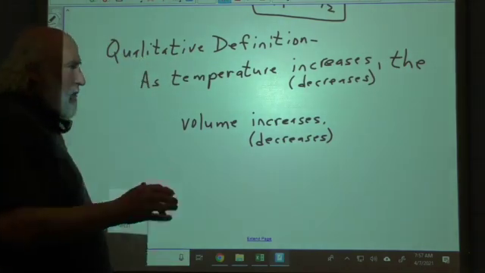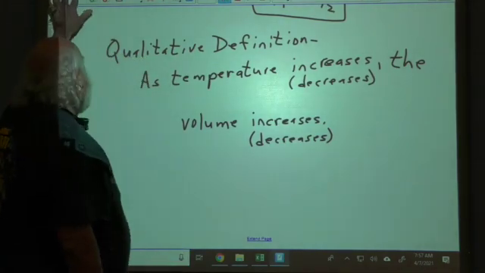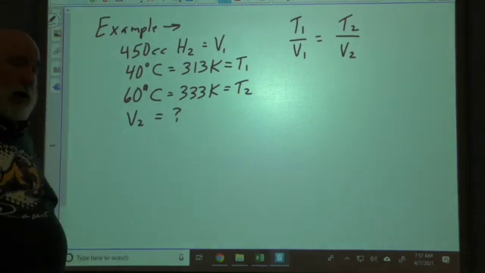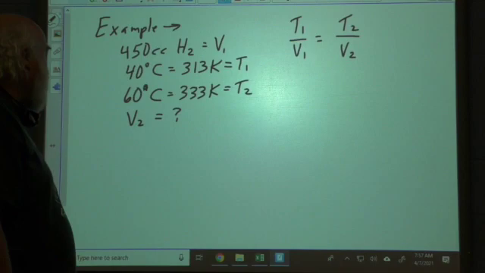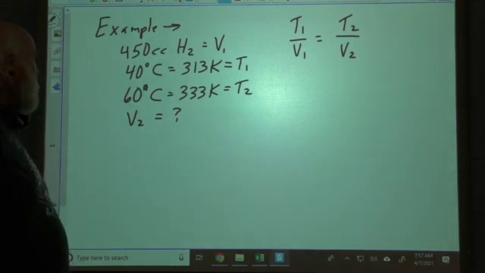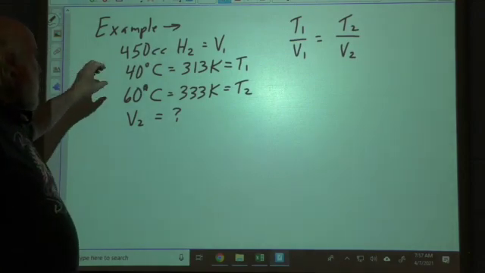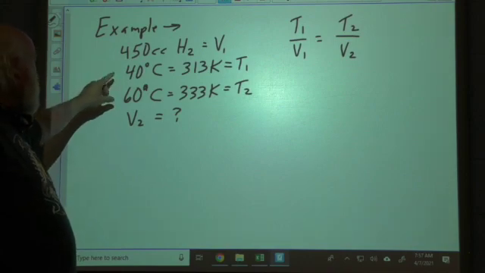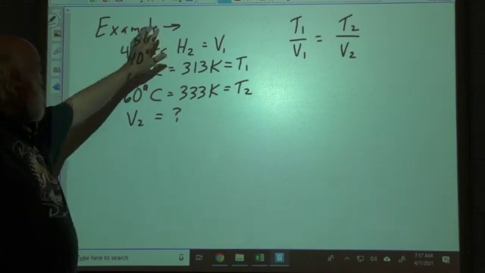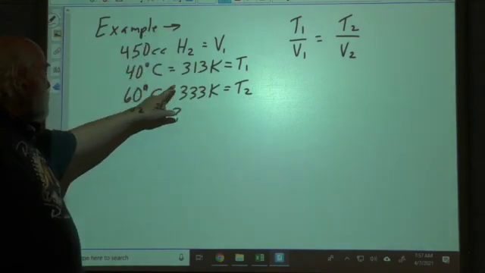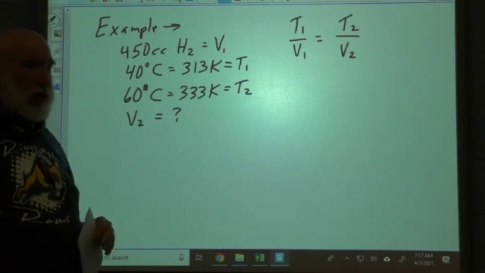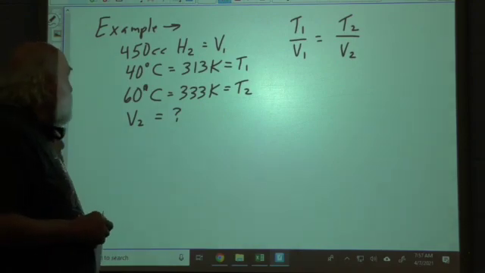Okay, so let's take a look at a couple of examples that we used on the script there. The first one dealt with 450 cc's of hydrogen gas at 40 degrees Celsius. It's going to have a temperature change from 40 to 60 degrees. So that means that this is V1, this is T1, this is T2, this is V2.